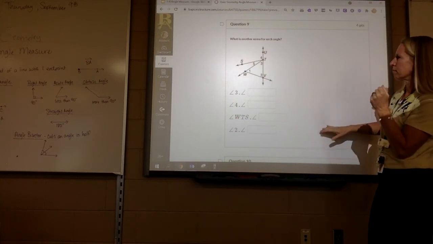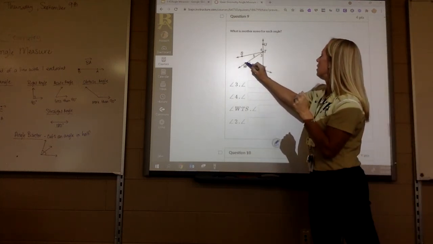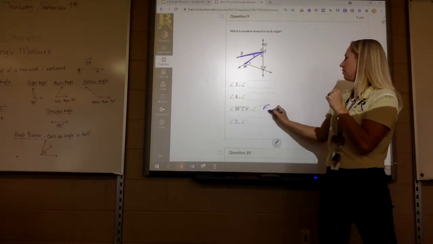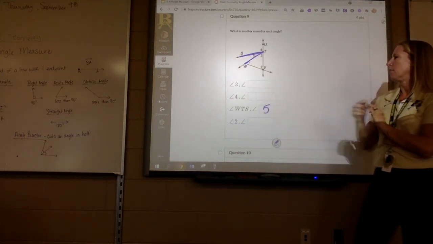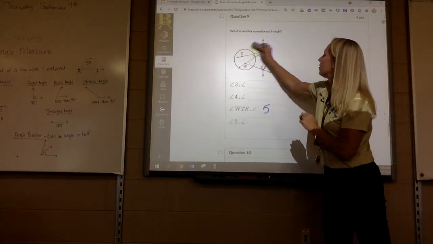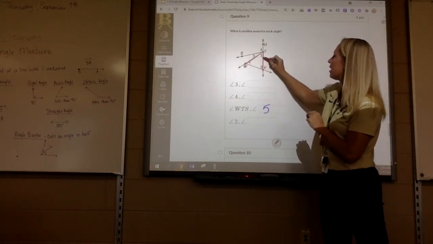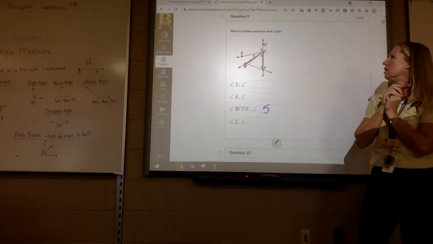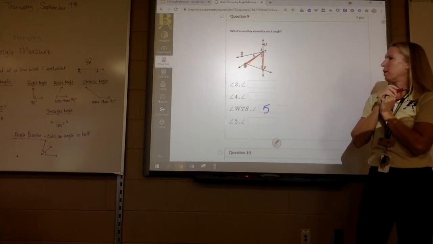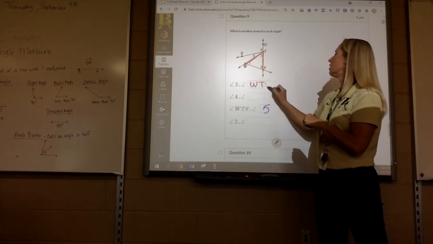What about the WTS? Would you name the number? Let's look at it. WTS. What other angle would that be? 5. Okay. But then do the 3 letters. So like angle 3. Angle 3 is right here. How could I name that with 3 letters? How could I name angle 3 with 3 letters? WTV, perfect. Or VTW.